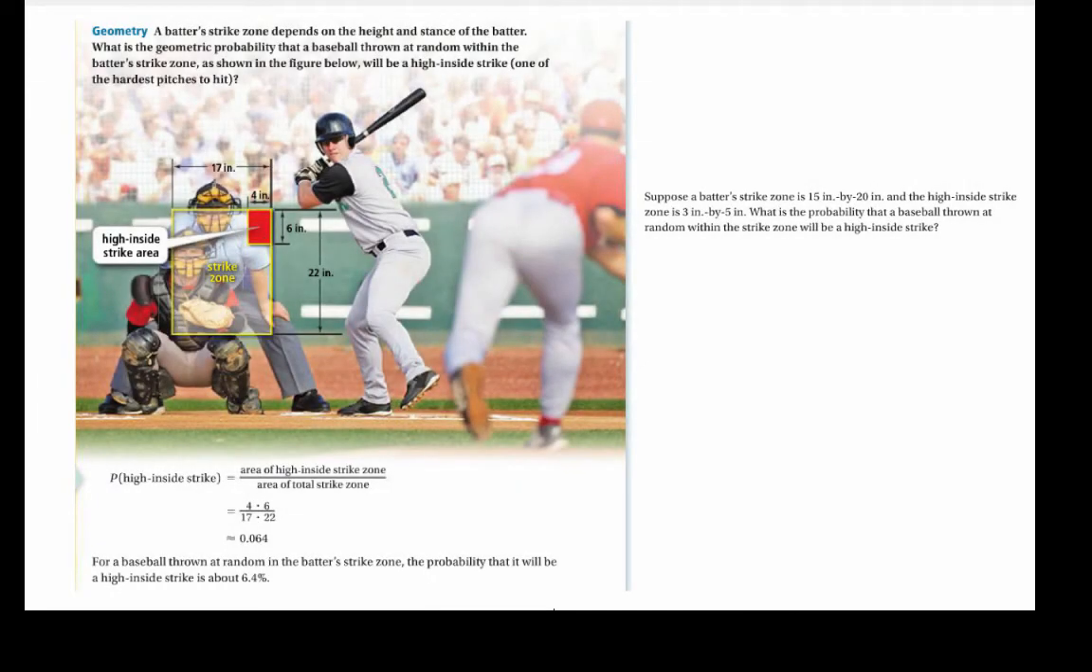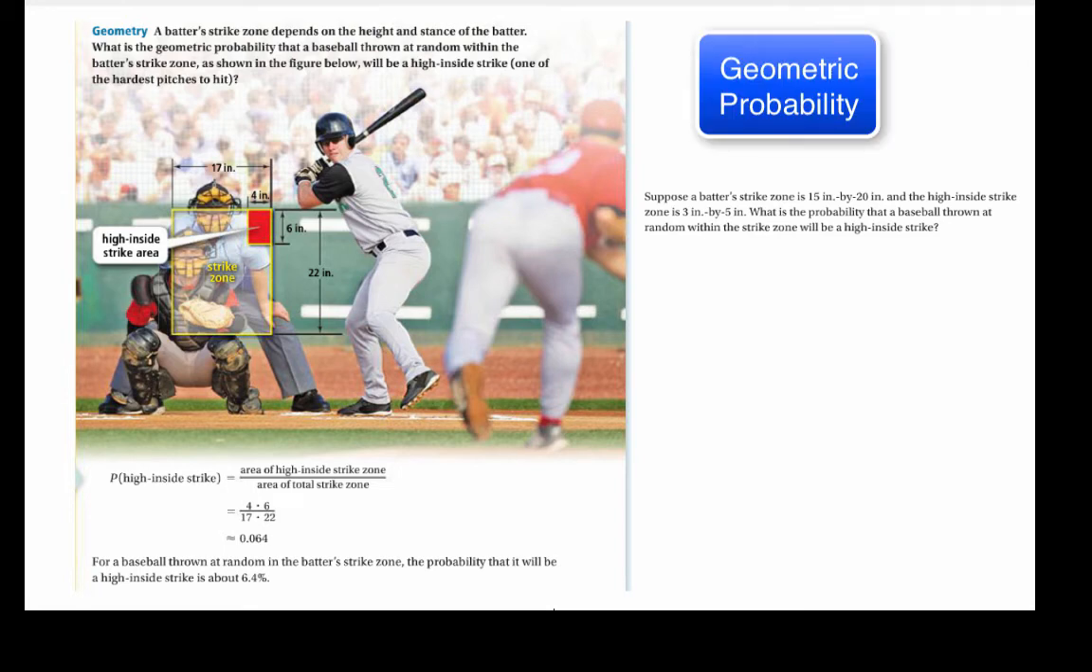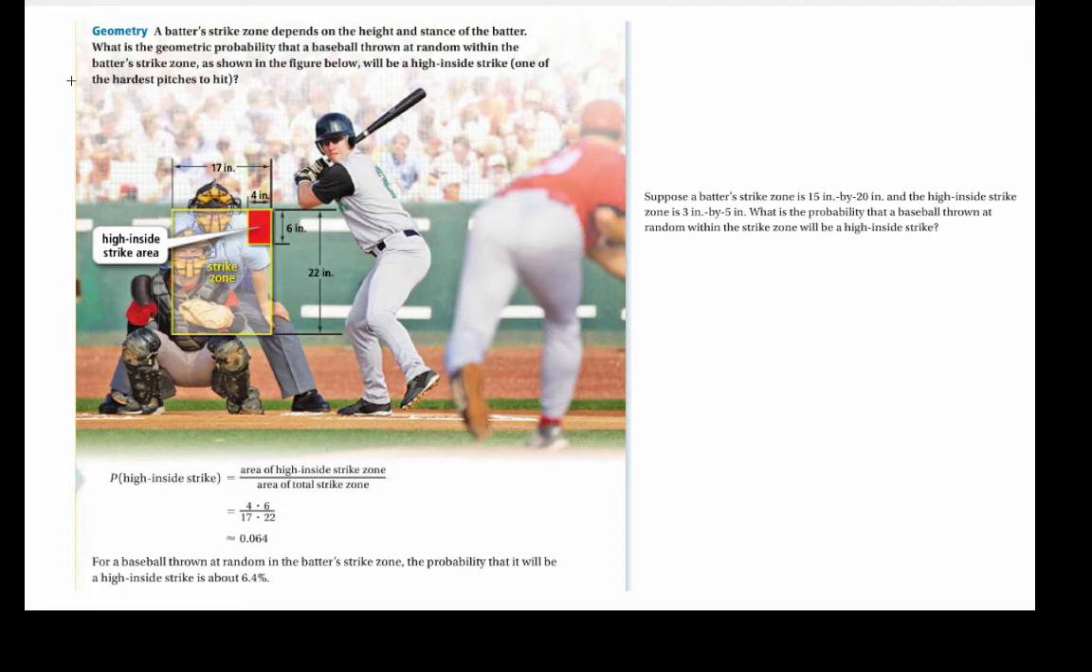Okay, another type of probability that we can look at here is what's called a geometric probability. So the example that I have here is a baseball example. So we have a batter strike zone, depends on the height and stance of the batter. What is the geometric probability that a baseball thrown at random within the batter strike zone, as shown in the figure below, will be a high inside strike, one of the hardest pitches to hit?